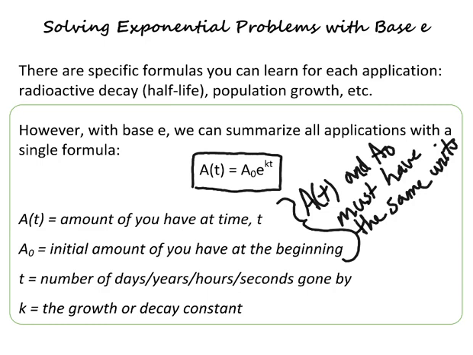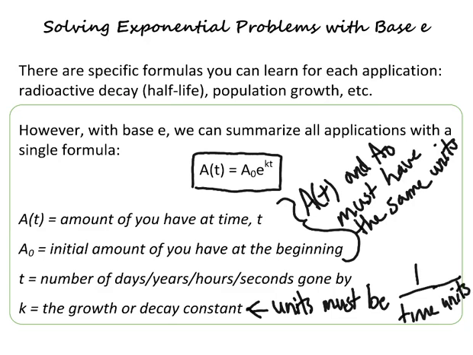A thing to watch out for with k, though, is its units. So the units of k have to be 1 divided by the time units. So if your units of time are, say, days, k will be 1 over days, or you might write it as days to the power of -1. If your t is measured in seconds, then k needs to be 1 over seconds, or seconds to the power of -1. So just watch out for that.